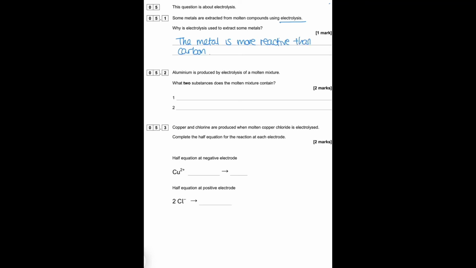Aluminium is produced by electrolysis of a molten mixture. What two substances does the molten mixture contain? So when we're extracting aluminium, we first off have the aluminium compound, which is aluminium oxide. But also we add cryolite to reduce the temperature at which the aluminium oxide will melt.